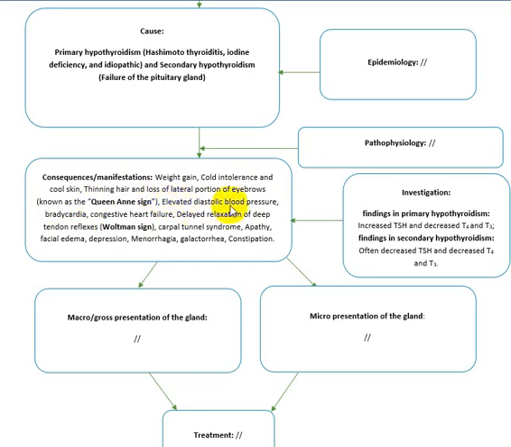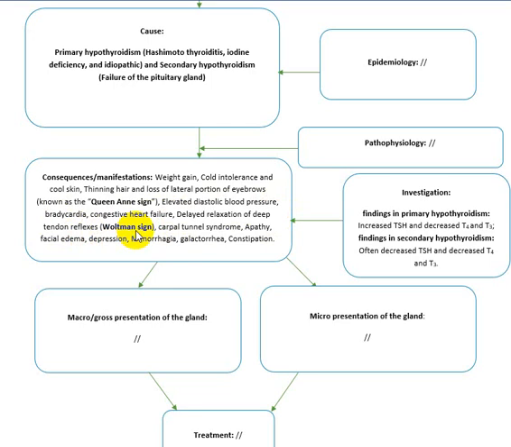We have elevated diastolic blood pressure. Normally you would expect hypotension, but with hypothyroidism we have elevated, not the systolic one, but the diastolic blood pressure. You have elevated diastolic blood pressure, bradycardia, congestive heart failure, and delayed relaxation of the deep tendon reflex, the Woltman sign.